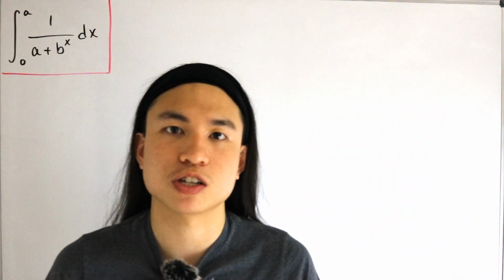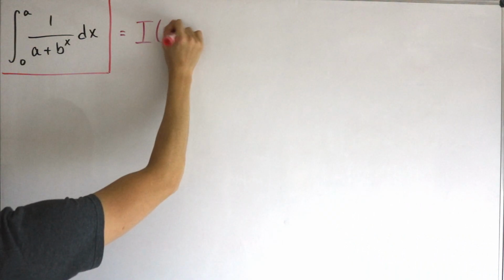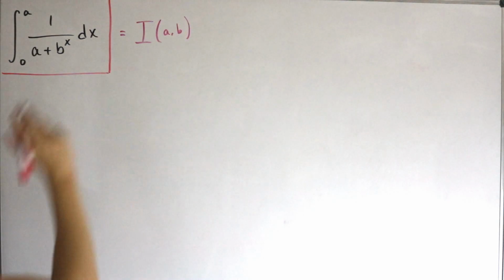So with that, why don't we actually just get started? So I'll first say that for capital I, that depends on the function for two values a and b. So we put that down.